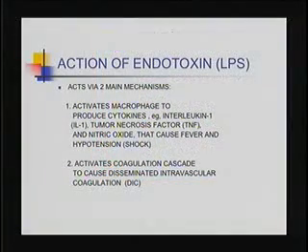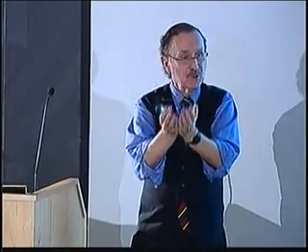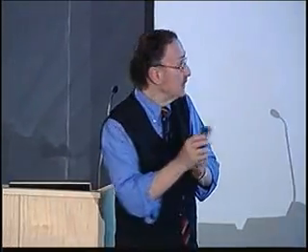Again, just to finish the endotoxin, it activates two main mechanisms. It activates the macrophages to produce these various factors, interleukin-1, tumor necrosis factor, nitric oxide, that mediate the fever and the shock, and also activates the coagulation cascade to cause the disseminated intravascular coagulation. So this now is the constellation of symptoms that compose septic shock, one of the leading causes of death in hospitalized people.